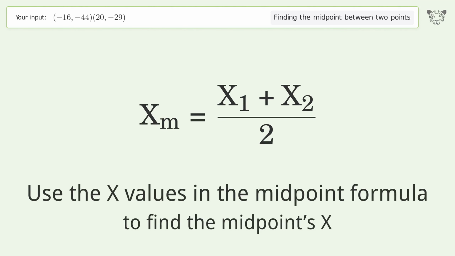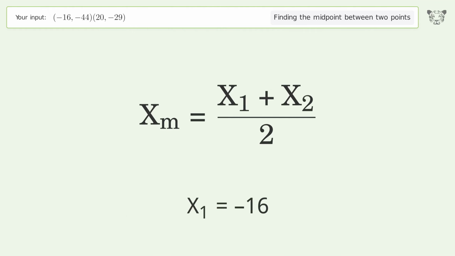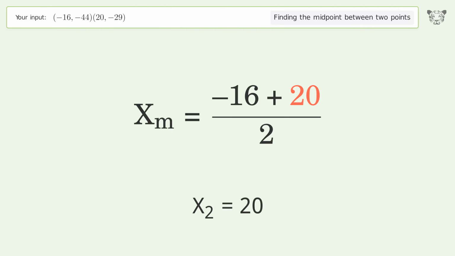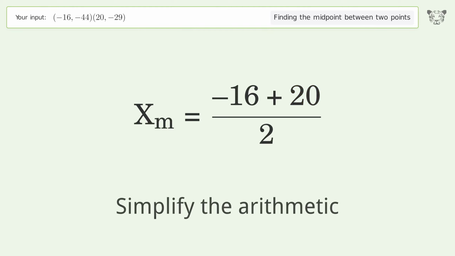Use the x values in the midpoint formula to find the midpoint's x. x1 equals -16. x2 equals 20. Simplify the arithmetic.